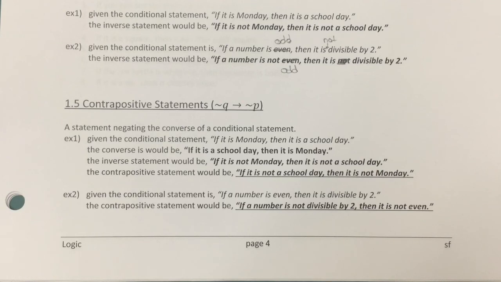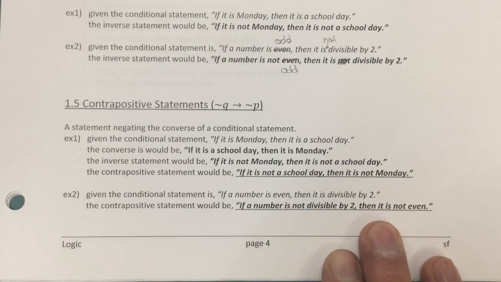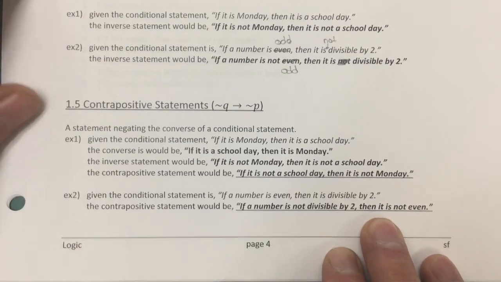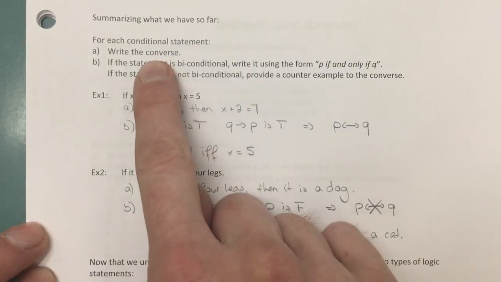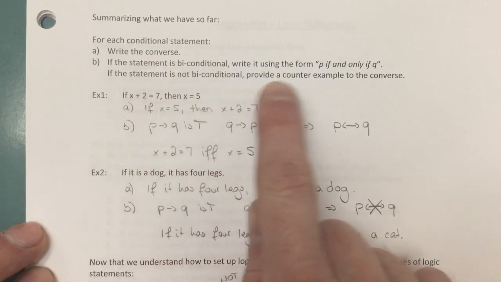So your goal in this lesson is simply to be able to make conditional statements, make converse statements, inverse statements, and contrapositive statements, in addition to determining if a conditional statement is biconditional.